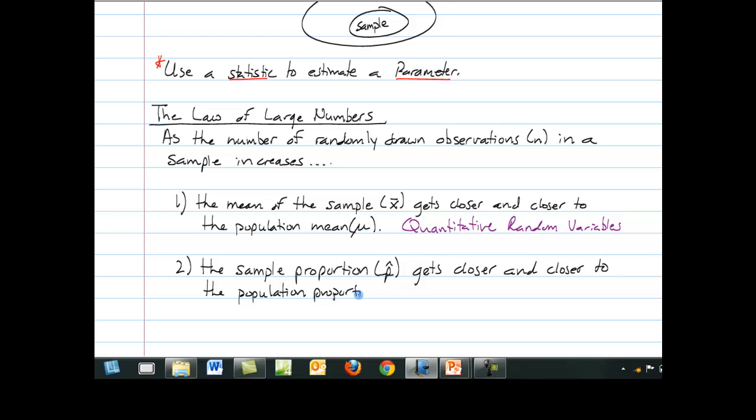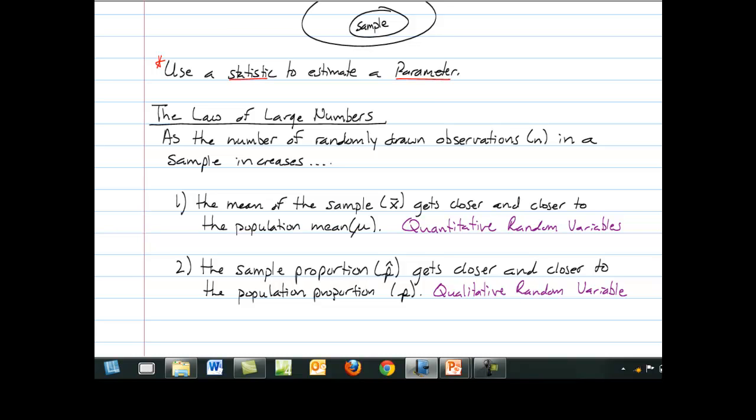Now our population proportion is represented with this p. So again, sample proportion is p hat, population proportion is p. Now in this particular case, I'm not talking about a quantitative random variable. Here I'm talking about a qualitative random variable. So these would be things like hair color, country of origin, things like that. So again, as our sample size gets larger and larger, my statistic, whether it be x bar or p hat, gets closer and closer to the actual true value of x bar or p hat from the population.